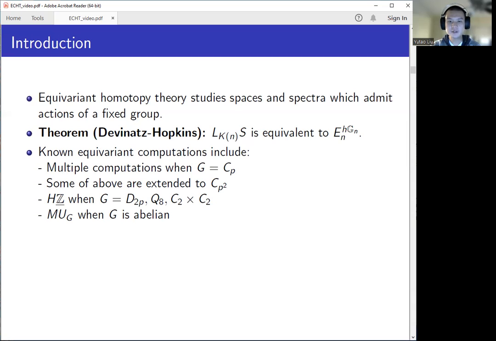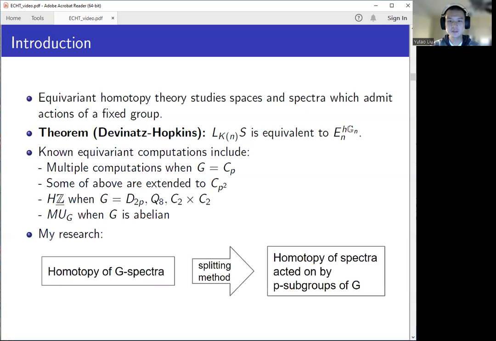My thesis provides a new method in such computations, which we call the splitting method. The main idea is we can make spatial splittings on the homotopy of G-spectra, and most of the split pieces can be decomposed into homotopy of spectra acted on by p-subgroups of G. In other words, if G itself is not a p-group, we can always compute the homotopy of G-spectra in an inductive way.